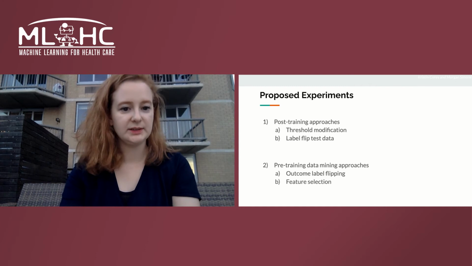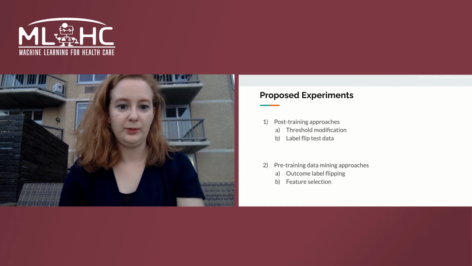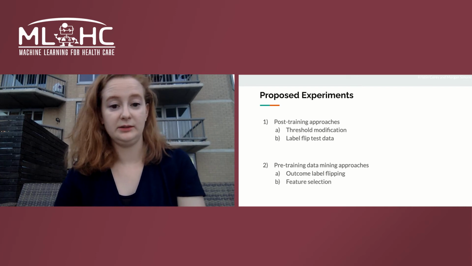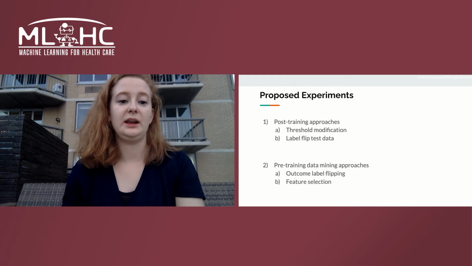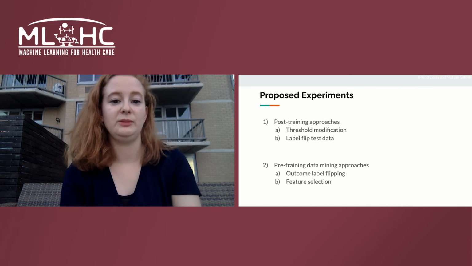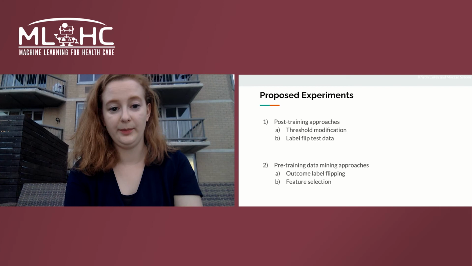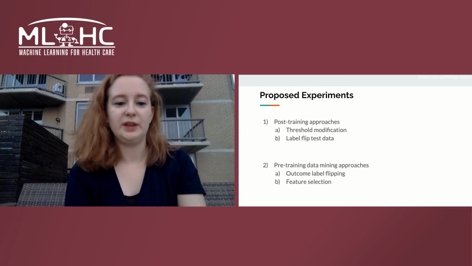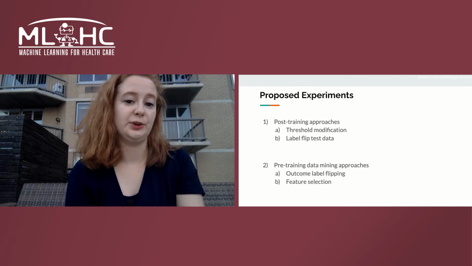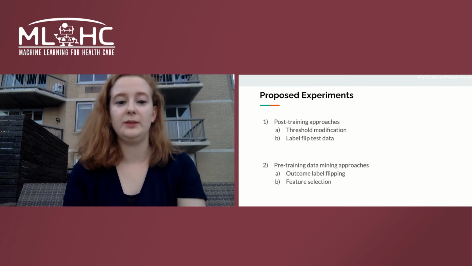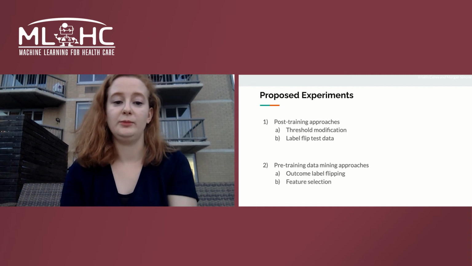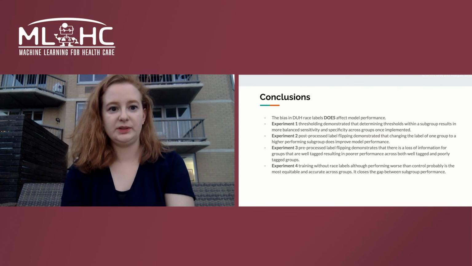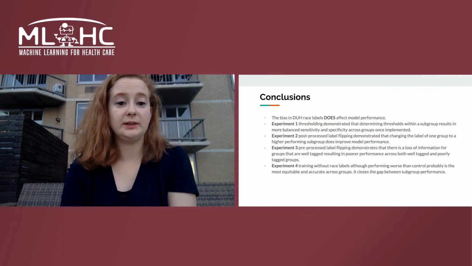And then we also did some pre-training approaches in an attempt to mitigate what we knew was a flawed label before it is used for training a model. In that case, what we did was outcome label flipping, so changing people's races or genders prior to them being put through and trained. And the other is feature selection. In our case, we've actually negated a feature. So if we remove race labels entirely, how does that compare to performance of our control, which is the original hyperglycemia model?